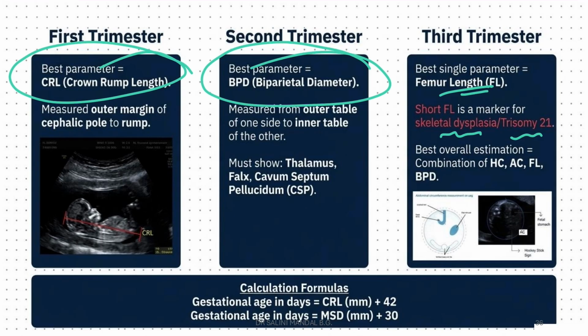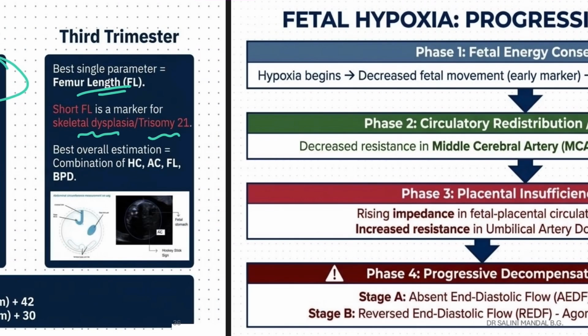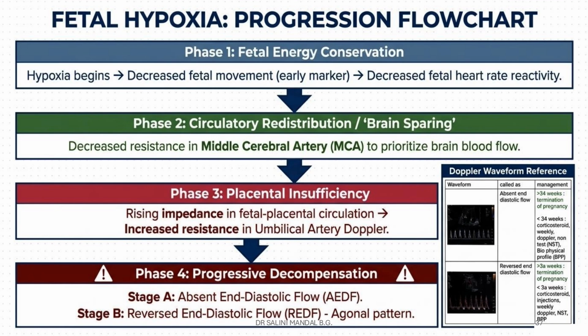Okay, so the best overall estimation is a combination of the head circumference, abdominal circumference, femur length, and biparietal diameter together. So how are we going to calculate it? When we calculate the gestational age in the first trimester, it is basically the crown rump length plus 42. Okay, so please remember that.